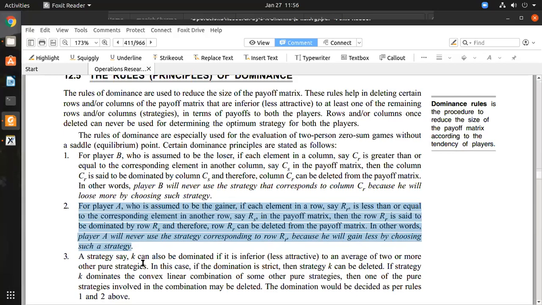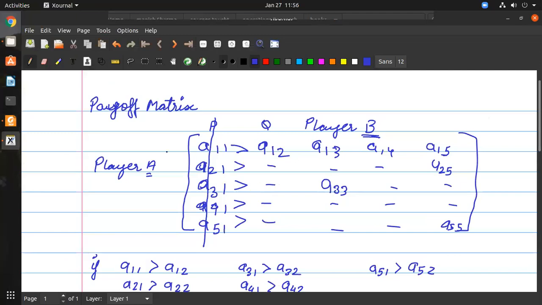Okay, that means if all the values here are lesser than these values, then we can eliminate this row also. Is it understood?